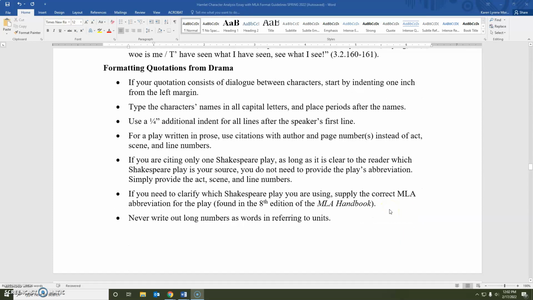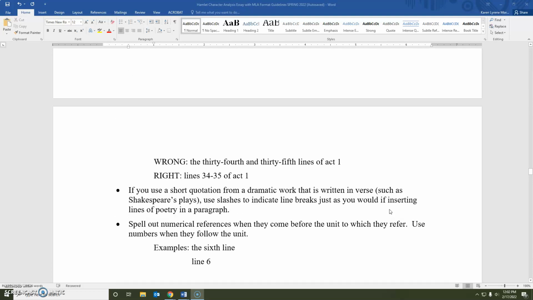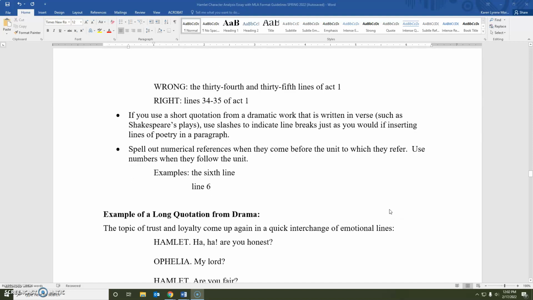When you are quoting drama, and you can read this more slowly if you want, this is in a handout you've gotten online or in class.